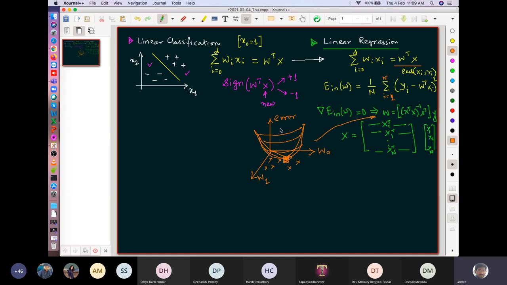However, as we have seen in case of linear regression, effectively when you go for linear regression, suppose you have an x and a y, and suppose your data are distributed like this.